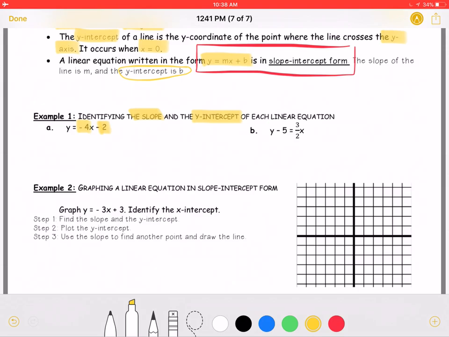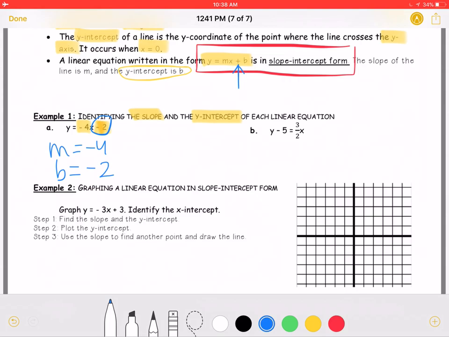Now careful, you always take the sign with it. So notice how in the equation, y equals mx plus b, it's normally positive. Well, since this says minus 2, it's going to be a negative 2. So we're going to say our slope, or m, equals negative 4. Keep the sign, and our y-intercept, or b, equals negative 2. That's it, we're done.